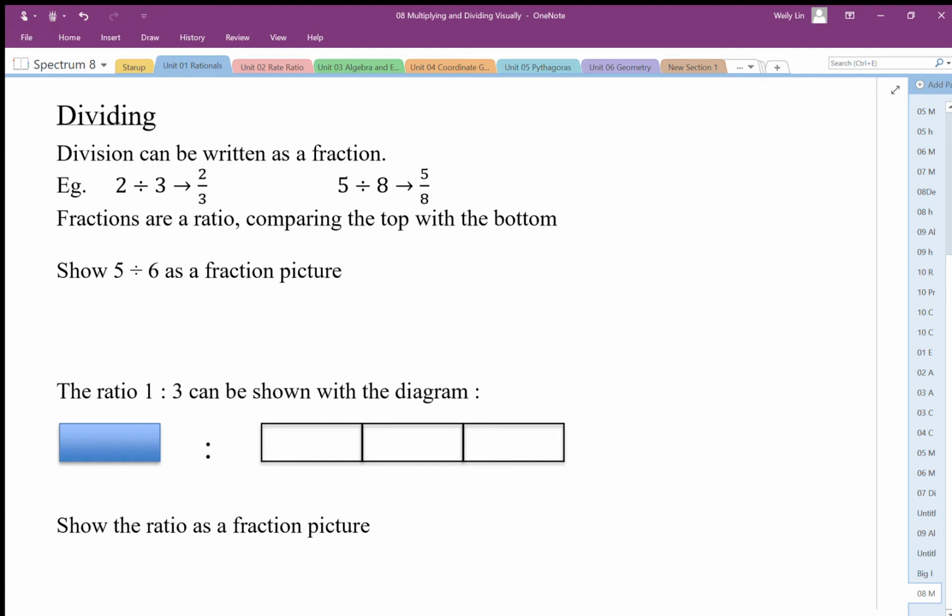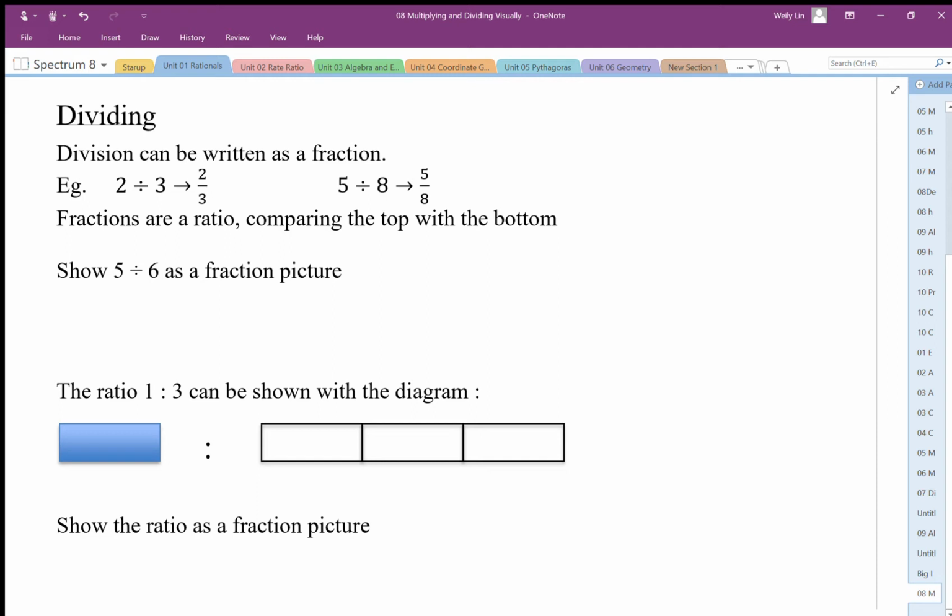So the model that we can use for dividing fractions is comparing the two fractions as a ratio. When we talk about divide, we have 2 divided by 3. Well, we can compare the 2 to 3 as a ratio. So 2 divided by 3 is the same as 2/3, as a ratio of 2 parts to 3 parts. 5 divided by 8 can be shown as a ratio of 5 parts to 8 parts, or 5/8. So when we divide, we are essentially comparing two numbers as a ratio.